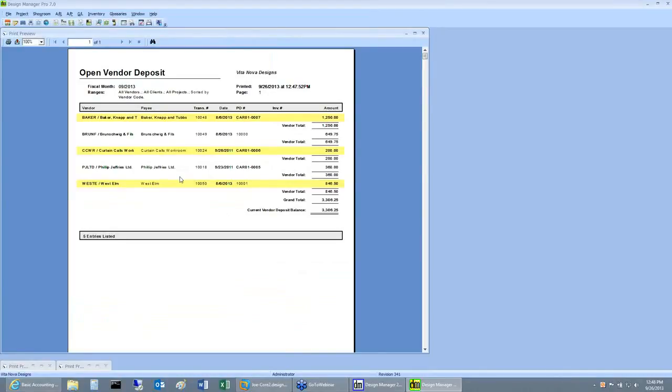If you pay 100% deposit, sometimes the vendor won't send you a final bill. A lot do. They should. But if they don't, you may see something that's been sitting here for a while, and you may have to put through just a vendor invoice to clear your deposit.